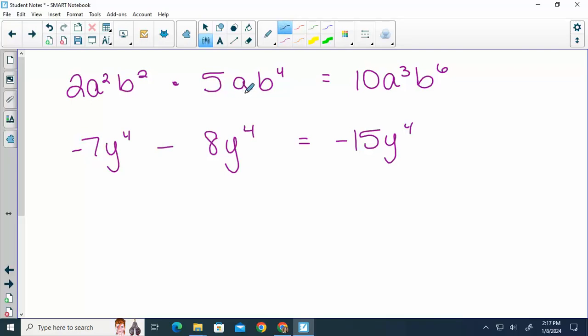If there's no exponent written, what do we assume it is? 1. It doesn't mean you just get to make the a disappear. It means there is one a there, and you have to make sure and add that together when you combine them. Today, we're going to add in another rule.